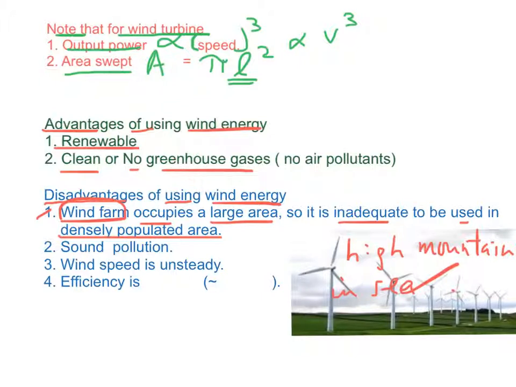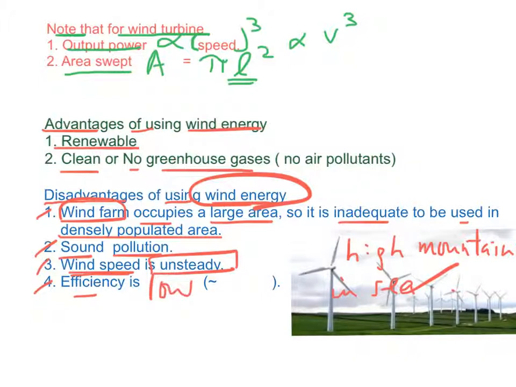Second, wind farms produce sound pollution. Next, the wind speed is usually unsteady. Also, the efficiency of a wind turbine is generally low, that is about 40%.